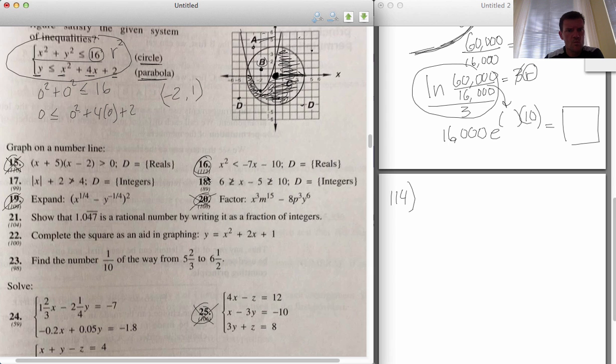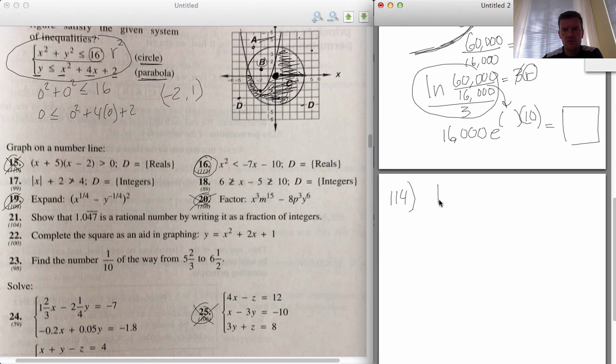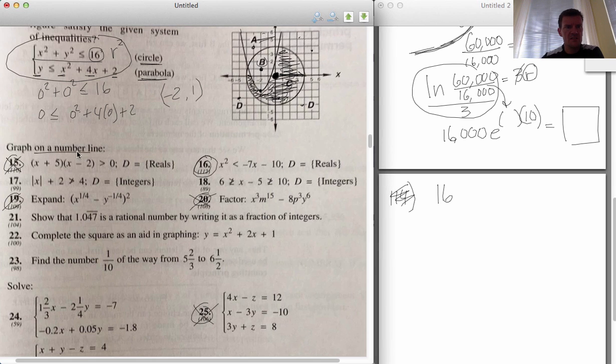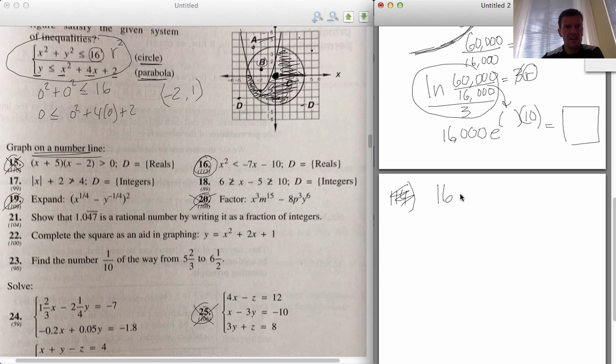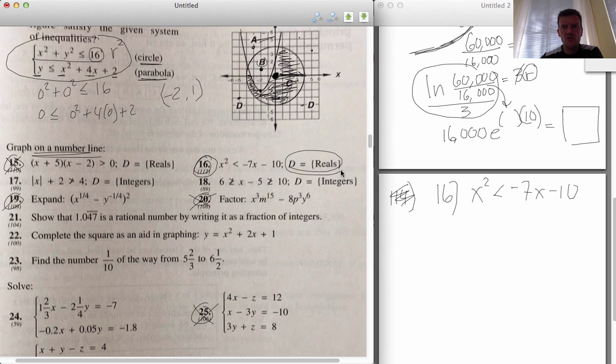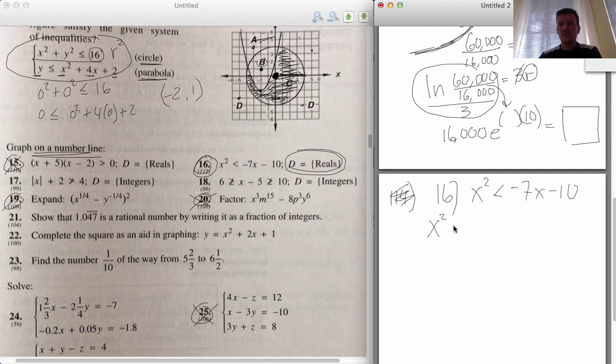Let's look at number 16, which is 112. It says graph on a number line. So we've got number 16, x squared less than negative 7x minus 10, and the domain of the real numbers. In other words, the solutions are going to be any real numbers. So x squared, and I'm going to bring all of the terms over to one side and leave 0 on the other side. So x squared plus 7x plus 10 is less than 0.